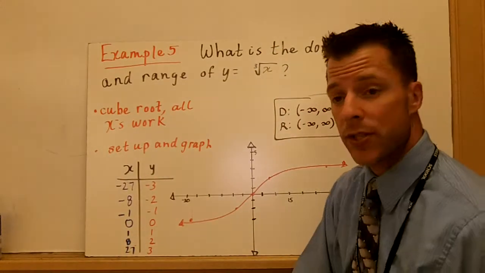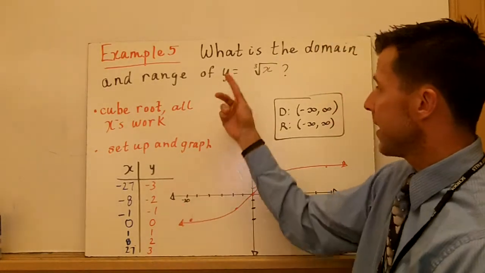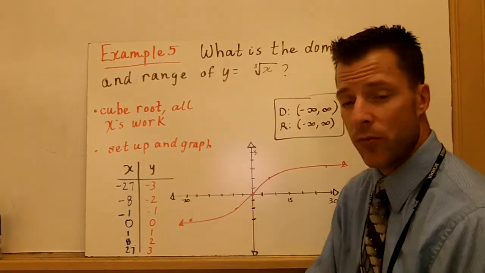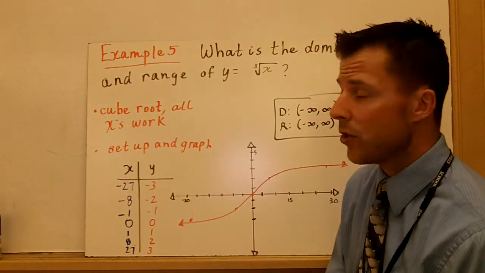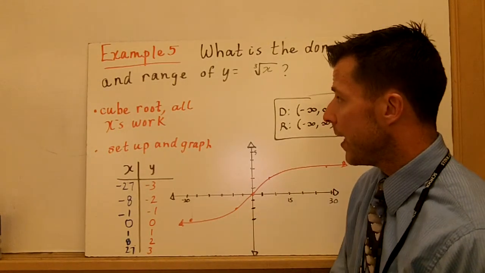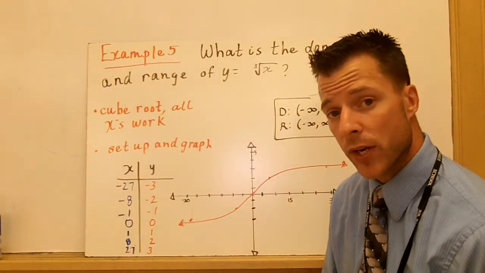Now this last one is an interesting one. I actually graphed it too. This is the cube root of x, and it's asking what is the domain and range of this cube root. Okay, so I have to think first, are there any restrictions in my domain? I look at the cube root, and I can actually use negatives in a cube root, unlike square roots.